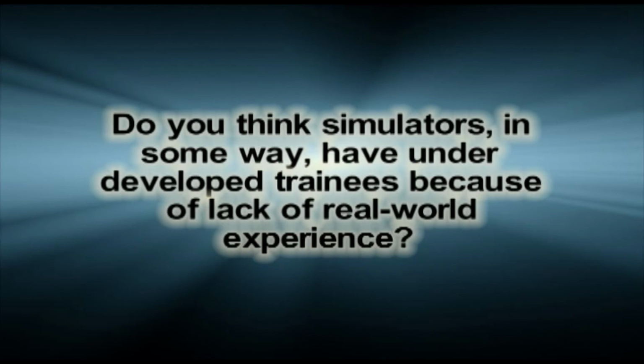That's a good question. Do you think simulators in some way have underdeveloped trainees because of lack of real-world experience? No, really. Simulators are complements to an overall training program, and they're woven into the curriculum at just the proper time to be effective in the transfer of learning. There is no substitute totally for live training, but there may be situations like space exploration where you can't go to space to practice going to space. You have to practice in the simulators.